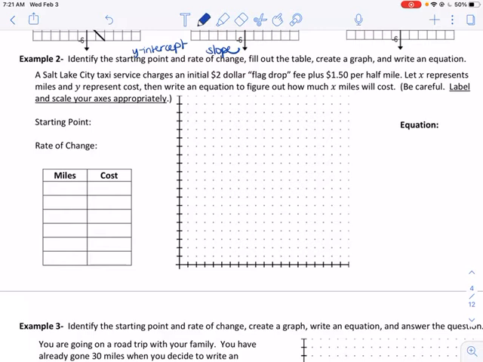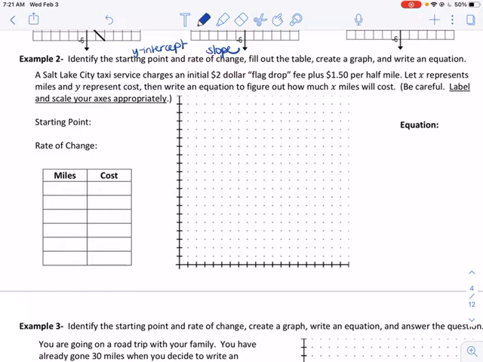Fill out the table, create a graph, and write an equation. It says a Salt Lake City taxi service charges an initial $2 flag drop fee. That just means as soon as you get in the car, it always costs $2 to start, plus an additional $1.50 per half mile. So you pay $2 to get in the car and then $1.50 to go somewhere that's half a mile away. And then $1.50 for every half mile after that too.